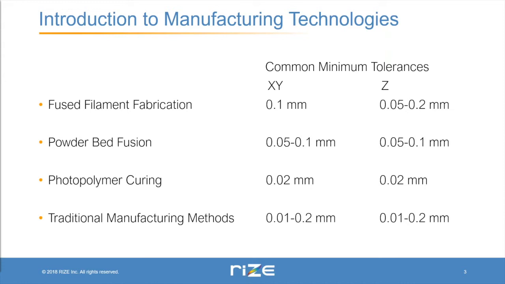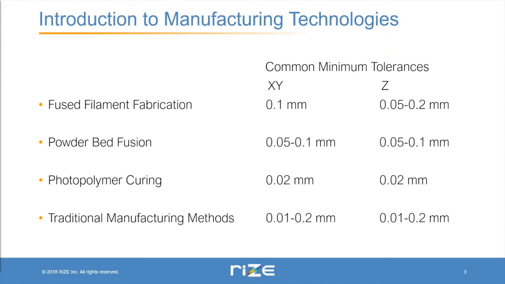So for fused filament fabrication, which is perhaps the most common 3D printing technology, it is generally the lowest cost approach and can produce parts that are strong very quickly. So it's a common approach, and it tends to be a little less precise than some of the other methods we'll look at. That's because it takes a filament of thermoplastic and extrudes it into tool pathways onto the build surface, whereas certain other technologies can use more precise methods.